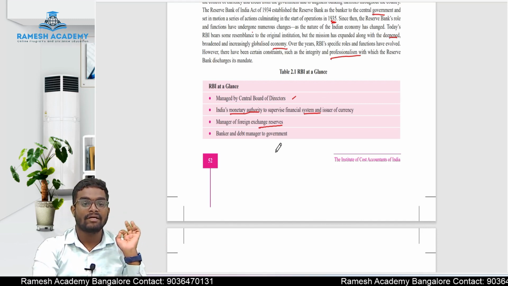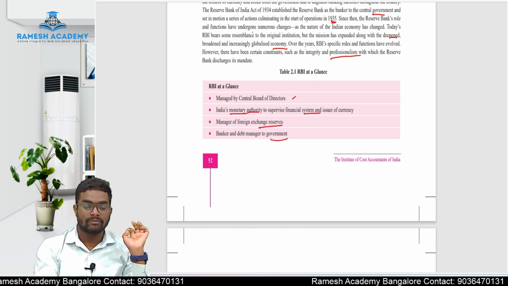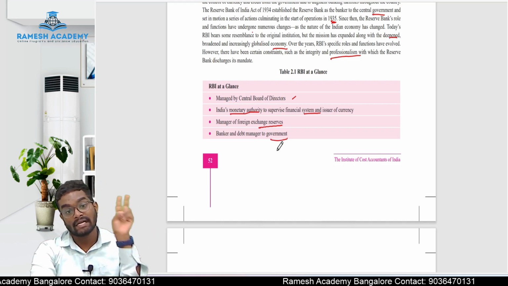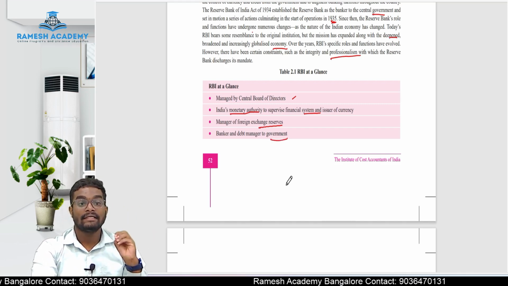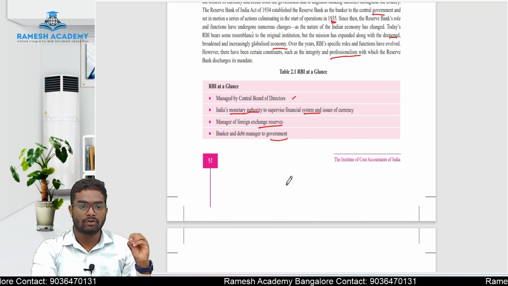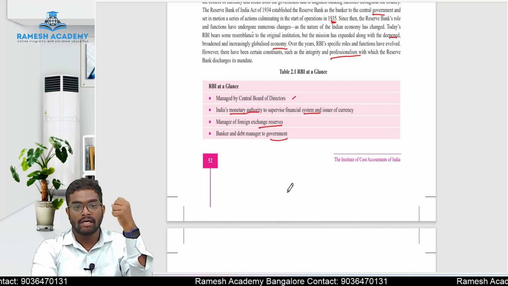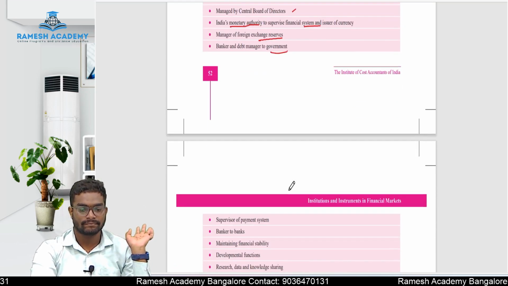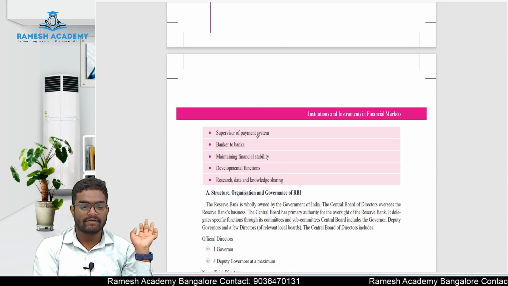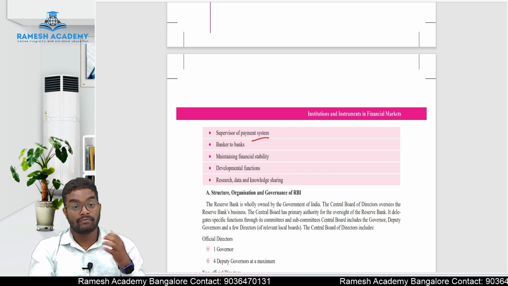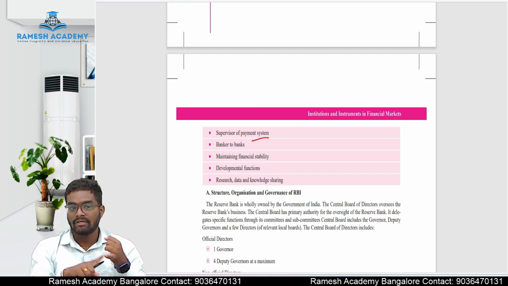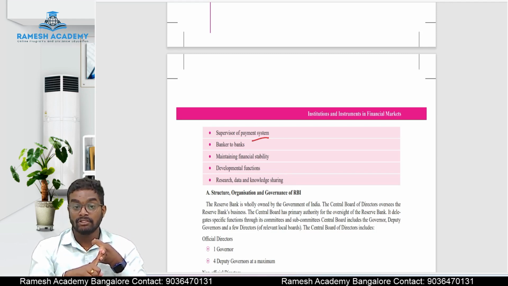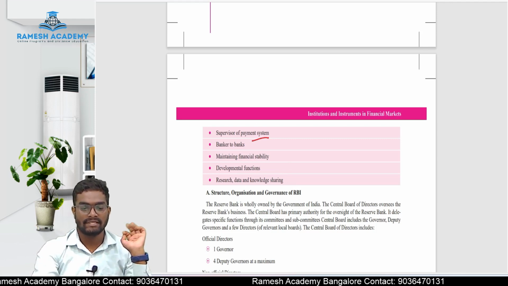So it is a banker to the government. It is banker to the state governments as well as the central government. Any functions of the government, whether it is giving subsidy or pension, everything will be routed through RBI itself. Next, supervisor of payment system. There are payment systems known as NEFT, RTGS, UPI, and everything is managed by RBI.